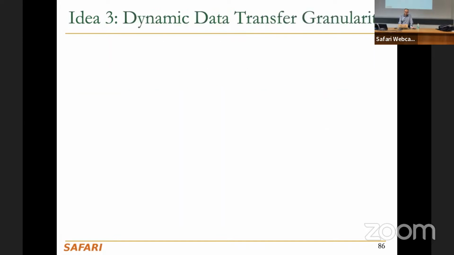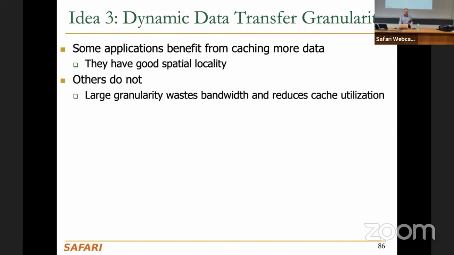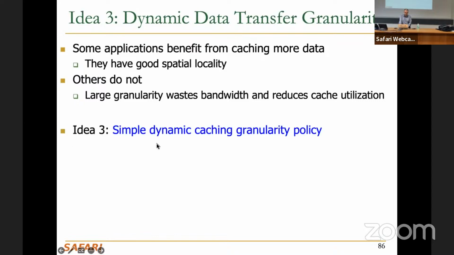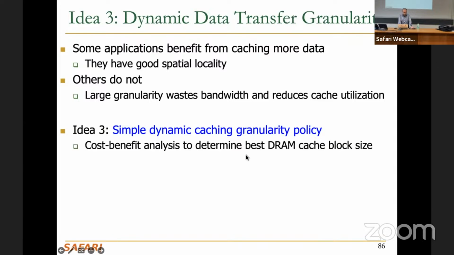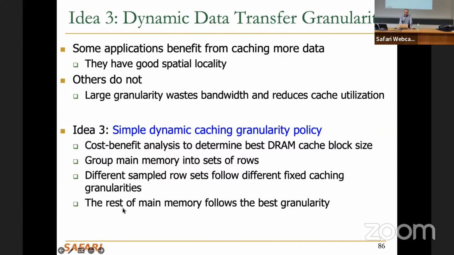And the third idea is dynamic data transfer granularity. There are some applications that benefit from caching more data, so they have good spatial locality. Potentially, you can consider giving them larger cache blocks. Others do not, so large granularity wastes bandwidth and reduces cache utilization. So the third idea is that we can have a simple dynamic caching granularity policy using cost-benefit analysis to determine the best DRAM cache block size. We can group main memory into a set of rows, for example, and different sample row sets follow different fixed caching granularities. And the rest of main memory follows the best granularity, for example.